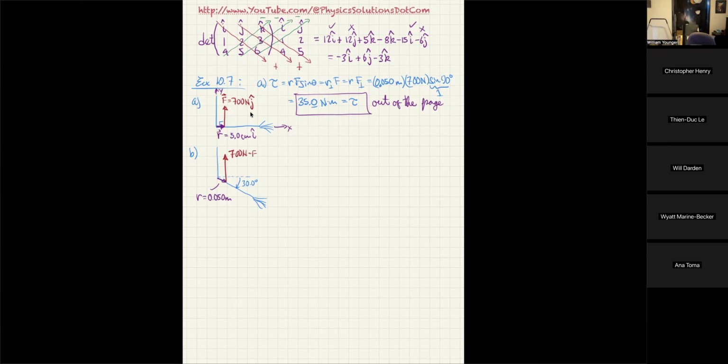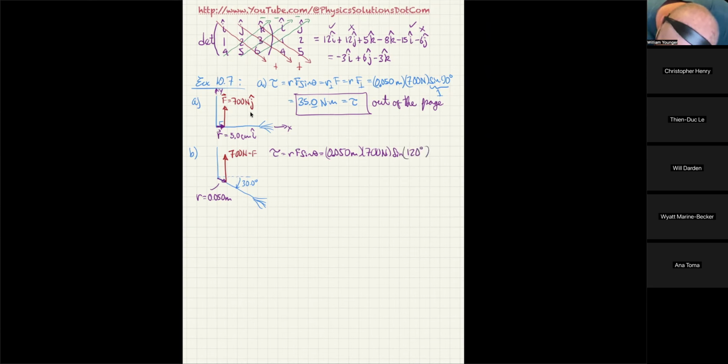So in this case, I can say torque is equal to R times F times the sine of theta. That R is 0.050 meters. That F is 700 newtons. And then I'm doing the sine of, notice in this case, I can move the vectors so that they're tail to tail. And then the angle between F and R will actually be 120 degrees. Oops, it's supposed to be 120, not 126.